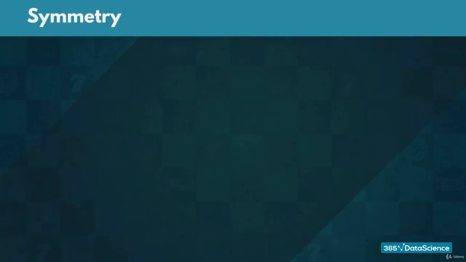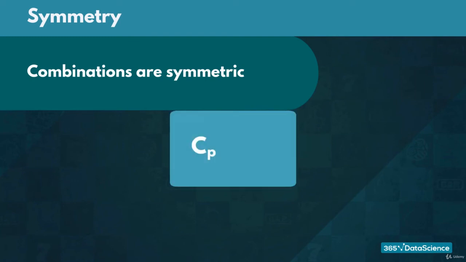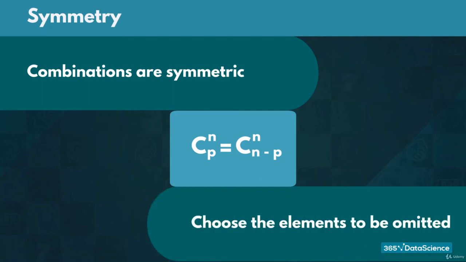Great. Furthermore, we talked about how combinations are symmetric. Choosing p many elements out of a set of n many elements can be done in the exact same way as choosing n minus p many elements. The reason is we can reverse the problem and actually choose the elements to be omitted.